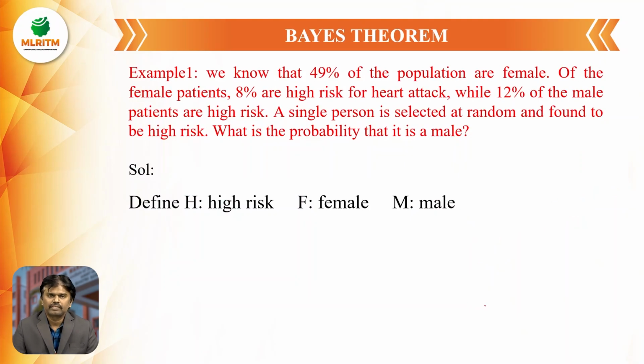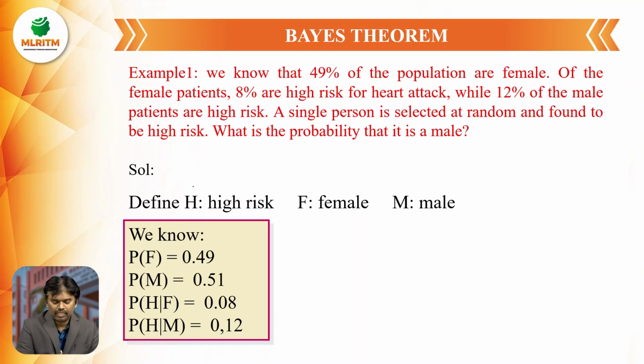Now I'll discuss one example on the Bayes theorem. In this example, 49% of the population are female. Of the female patients, 8% are high risk for heart attack, while 12% of the male patients are high risk for heart attack. A single person is selected at random and found to be high risk. What is the probability that it is male? So out of the population, 49% are female, the remaining percent are male, and 8% of the females and 12% of the males are at risk for heart attack.